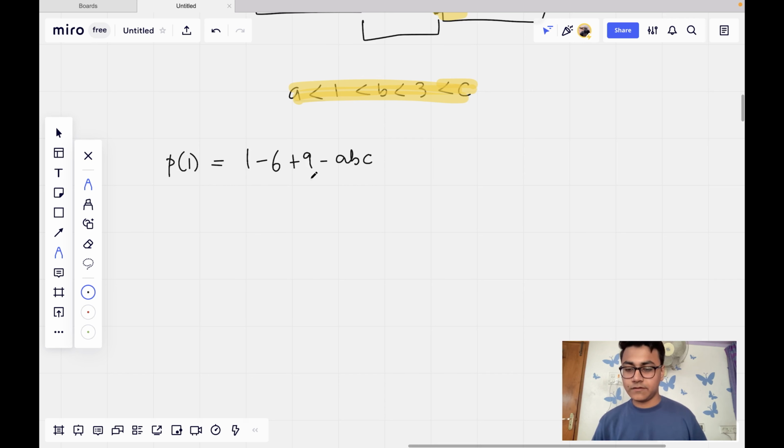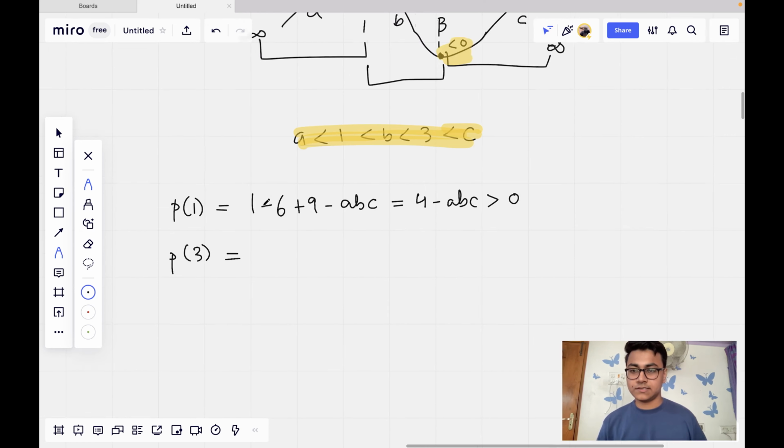Okay, instead of this, yeah, this is okay. This is equal to 9 plus 1, 10. 10 minus 6 is 4 minus abc. This is strictly greater than 0. Do we need this? No, I don't think so. Okay, let it be. We'll look at another value, that is P of 3.